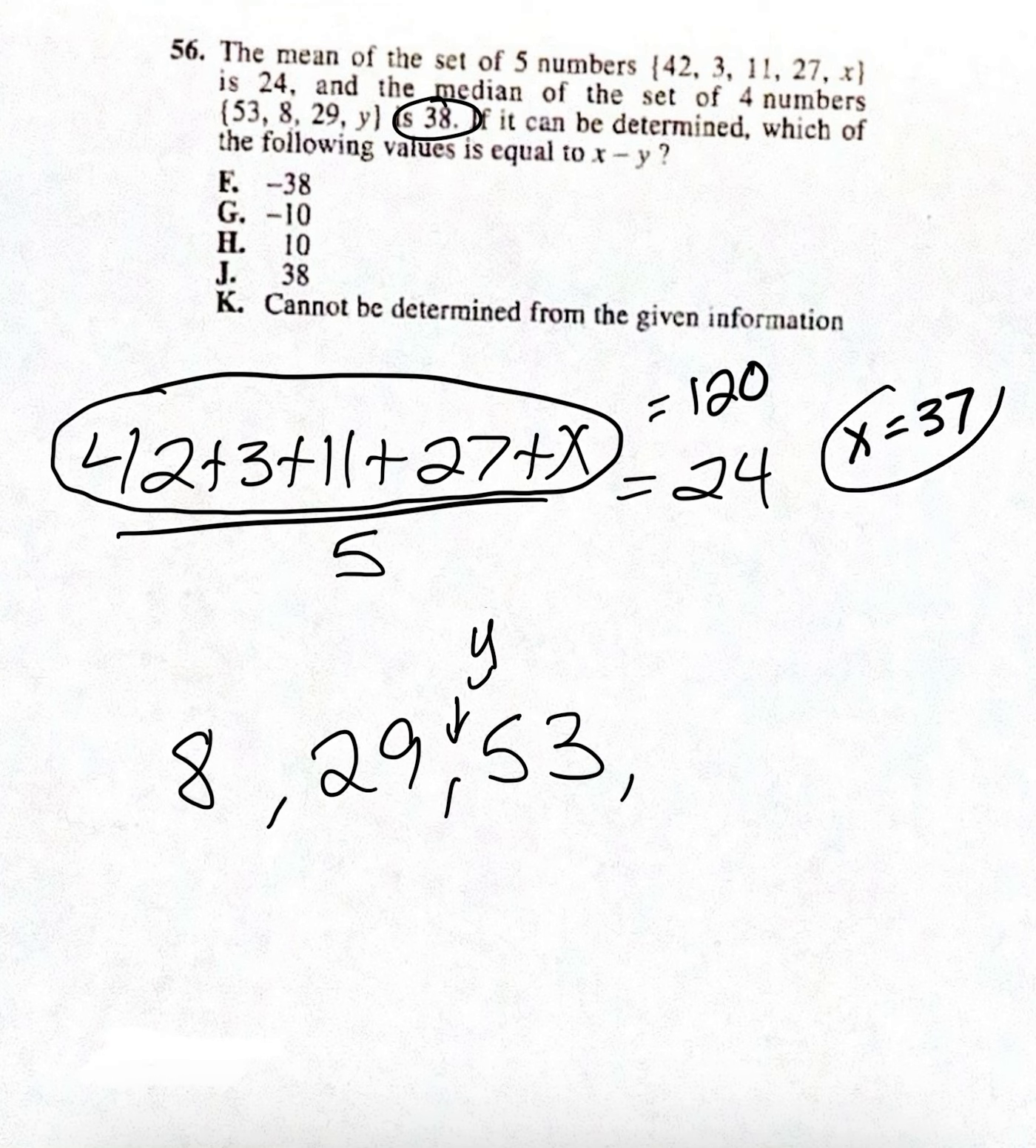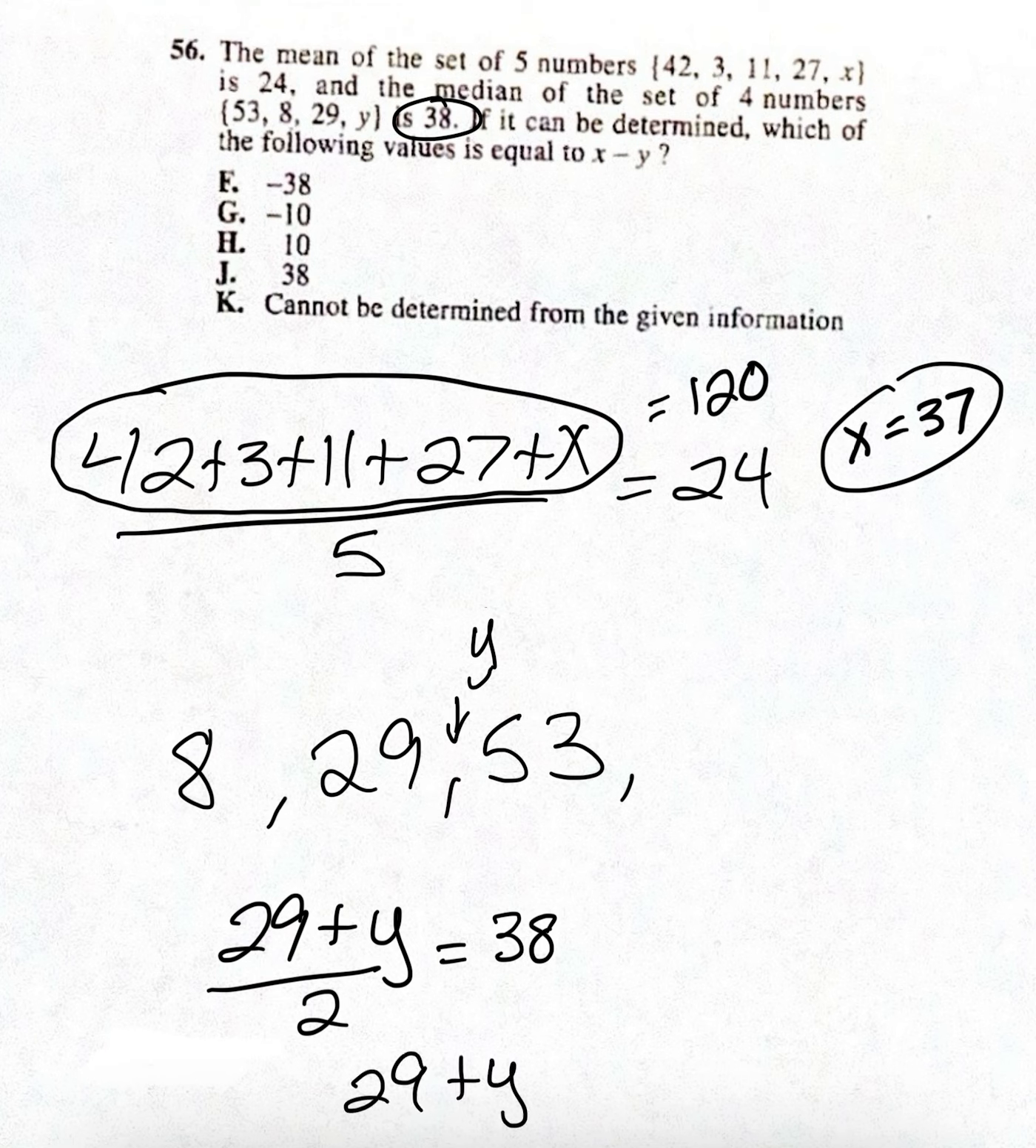All right, now that I know what x equals, I now can find y. Well, I know y has to be between 29 and 53, and I know the median has to be 38. So I know 29 plus y, divided by 2, has to equal 38. So I can solve this equation pretty easily. 38 times 2 is going to give me 76. 29 plus y equals 76. And all I have to do now is subtract 29. And 76 minus 29 is going to give me a y value of 47.